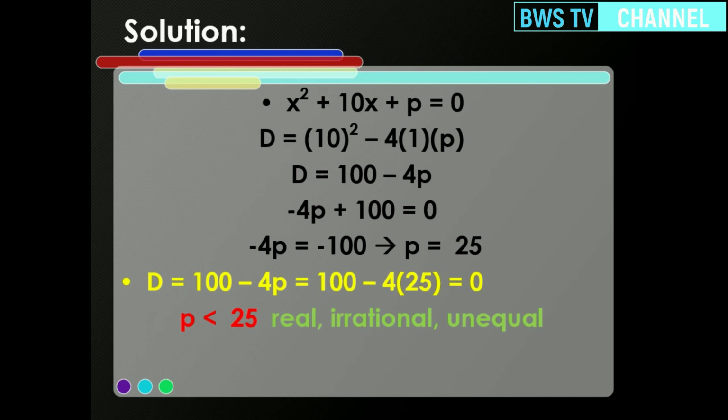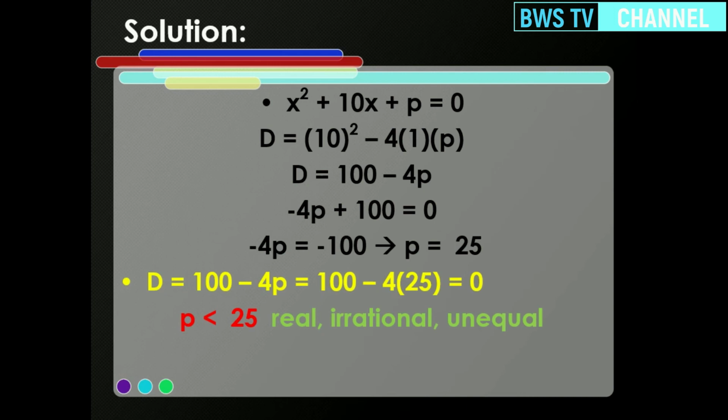Because 26 times 4 is 104. So 100 minus 104 is negative 4. So your discriminant is negative 4. That means it will not satisfy the condition. So what if we try lower than 25? Well, let's say 24. If you use 24, substitute it. So 4 times 24 will be 96. 100 minus 96 is 4. Okay, so we can have lesser than 25.